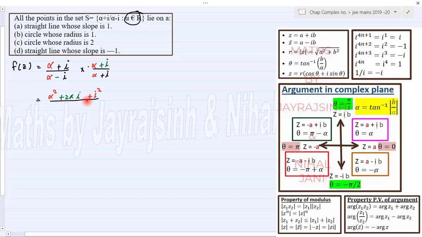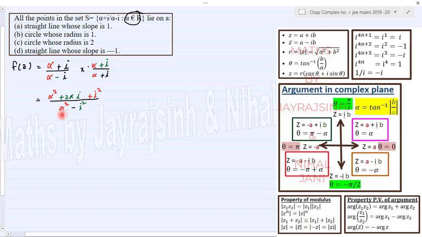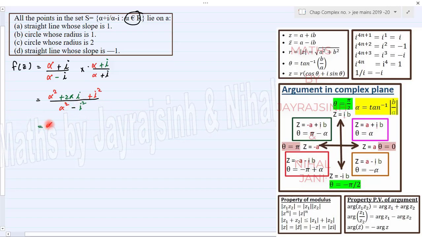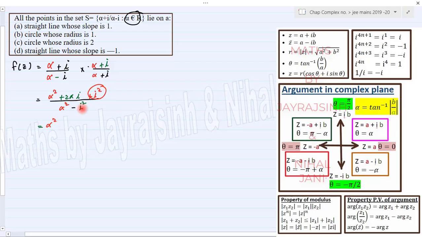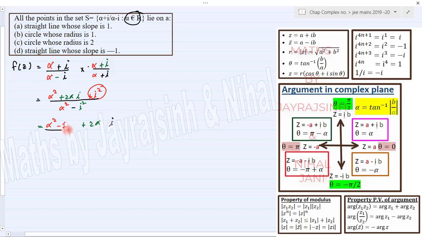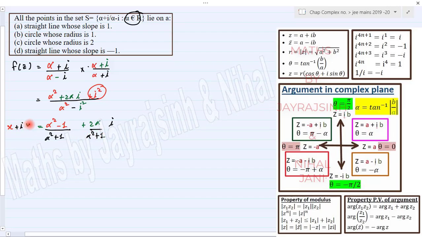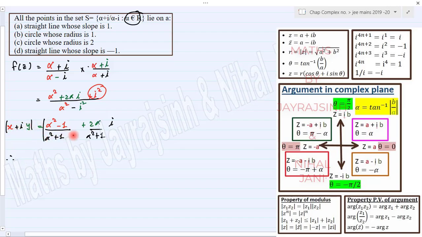And in the denominator, we'll get alpha square minus i square. So here we'll get alpha square, and this i square will become minus 1, plus 2 alpha i, and your denominator will be alpha square plus 1. So let's give the individual denominator. If we consider x plus iy as the standard form, we take mod on both sides and square both sides.